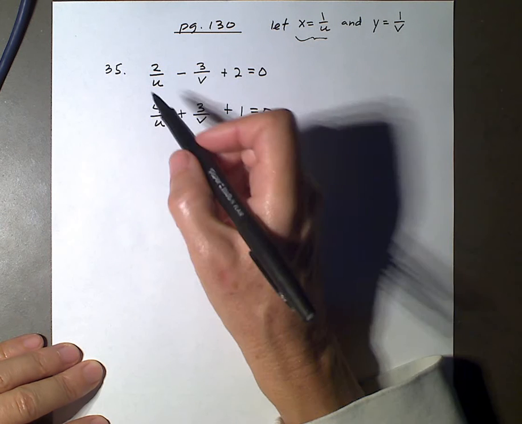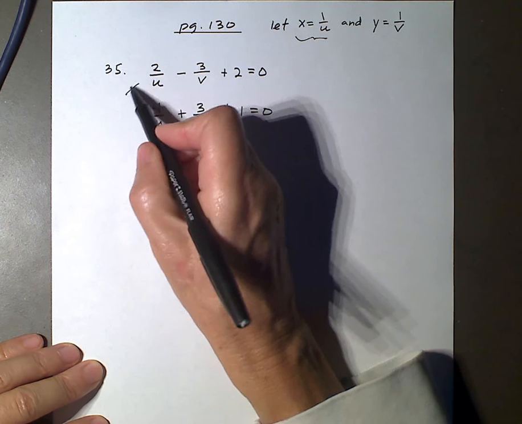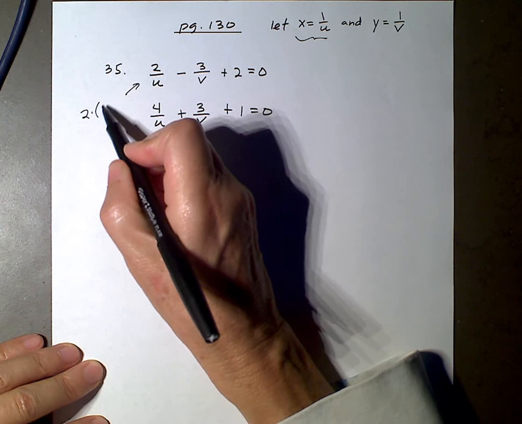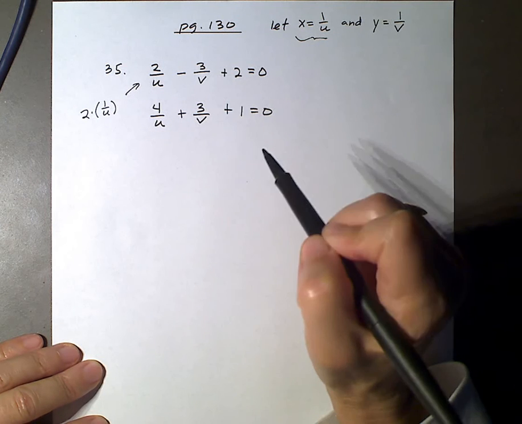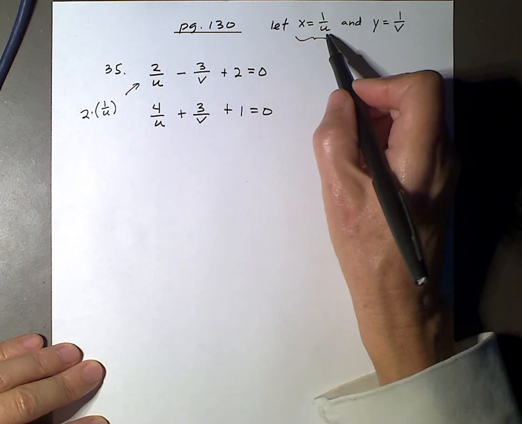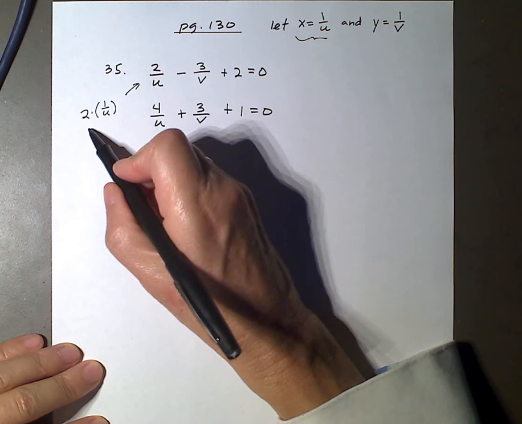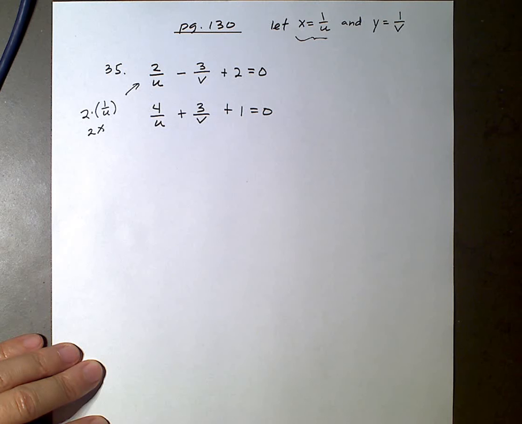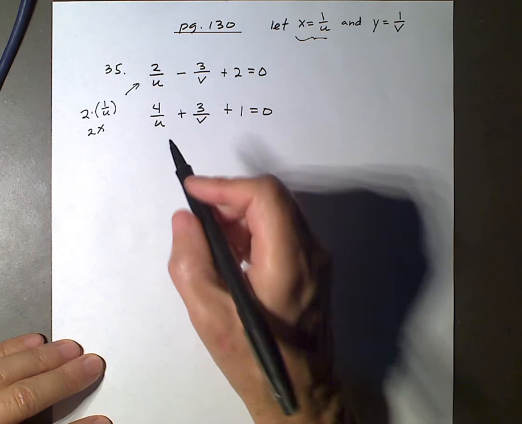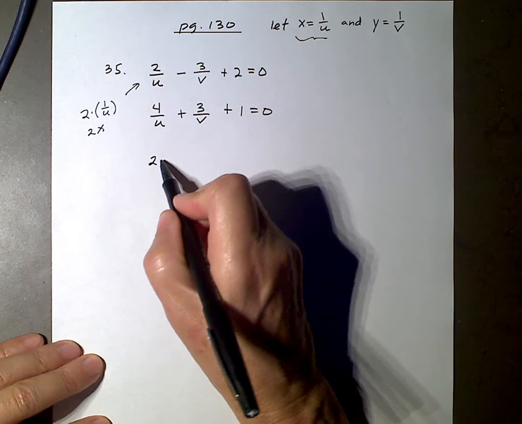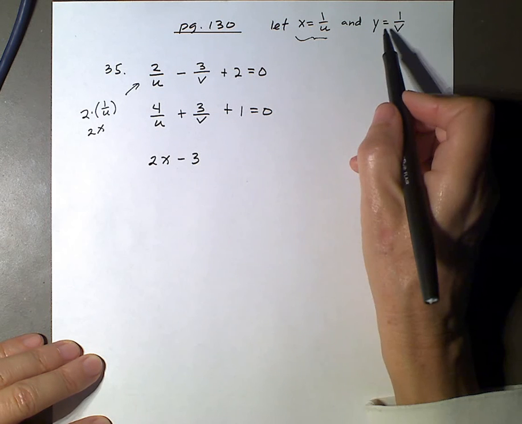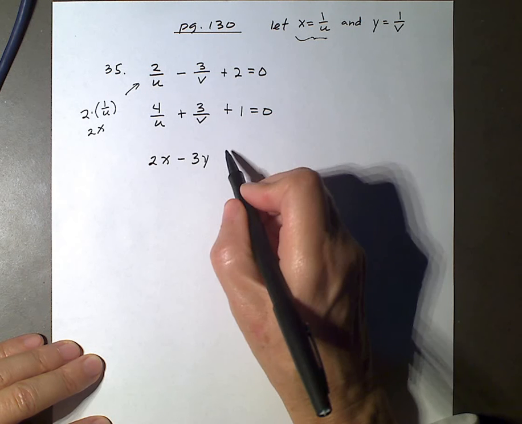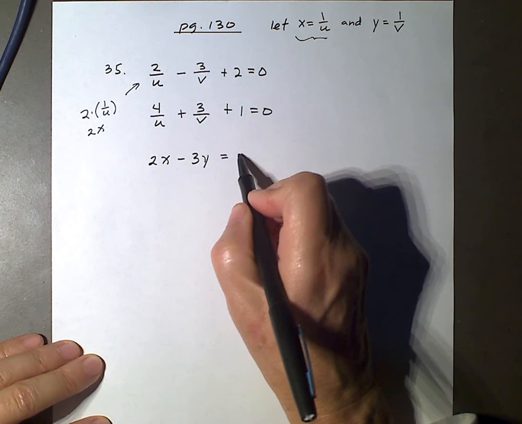So if I look at that 2 over u, we recognize that that's 2 times 1 over u. And this 3 over v is 3 times 1 over v. So I could replace the 1 over u with an x. That 2 over u will temporarily become 2 times x, representing 2 times 1 over u. So I can rewrite the first equation as 2 times x minus 3 times y, and of course y is going to replace 1 over v, plus 2 equals 0, so I'll just subtract that 2 from both sides.